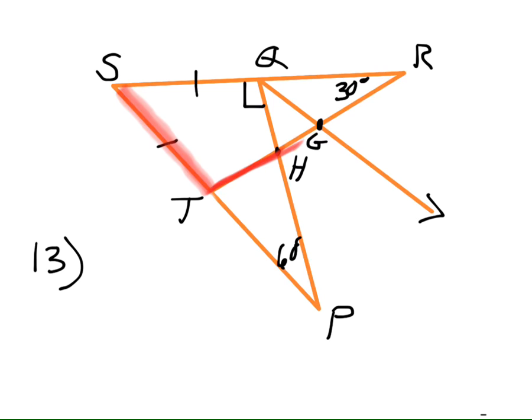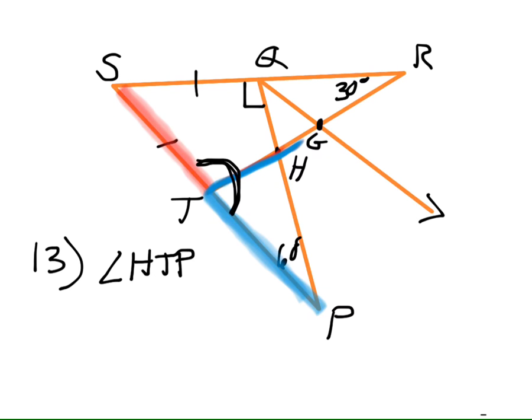Very good. HTP. Those two angles make a linear pair, right? So I would say angle HTP is supplementary to HTS, because together they make up a straight line, and we know a straight line's 180 degrees. Together they make up that straight line, and a straight line's 180.